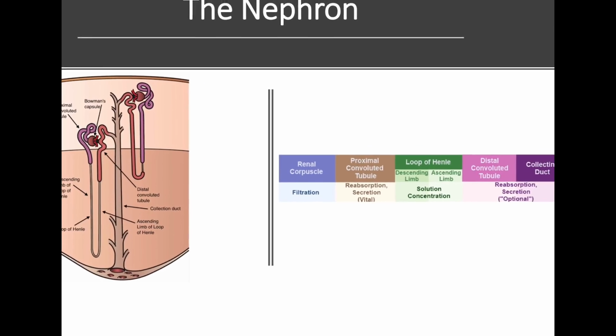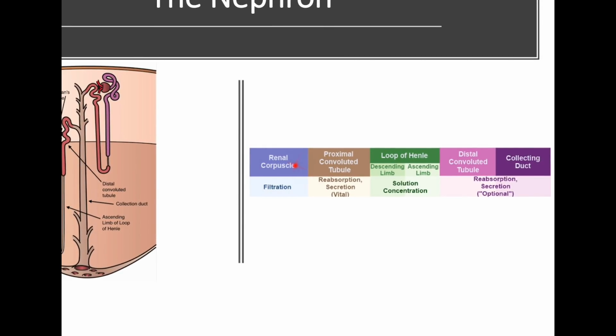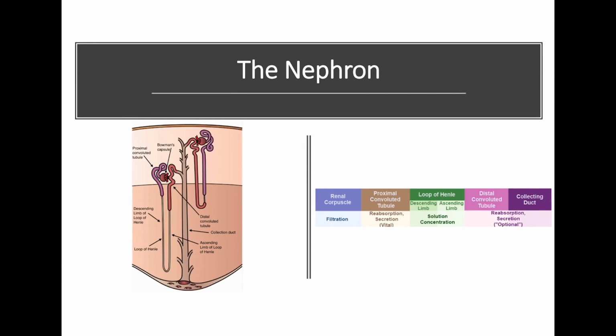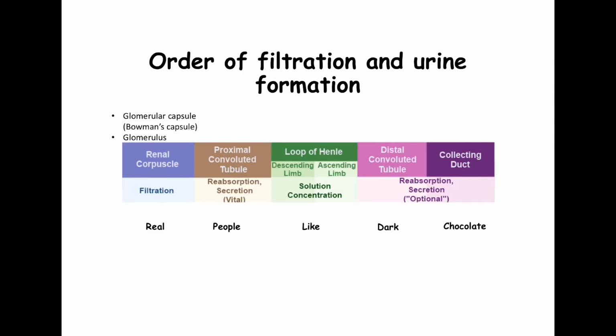Now, I came up with something to help you remember the order of urine production in the nephron. Hopefully, it'll help you. This is what I came up with that I find really helps my students. So here we have the renal corpuscle where you have filtration taking place. Remember that region contains that Bowman's capsule, or that glomerular capsule, and the glomerulus. So renal corpuscle, I like to say, "real." So real people like dark chocolate. Real stands for renal corpuscle.